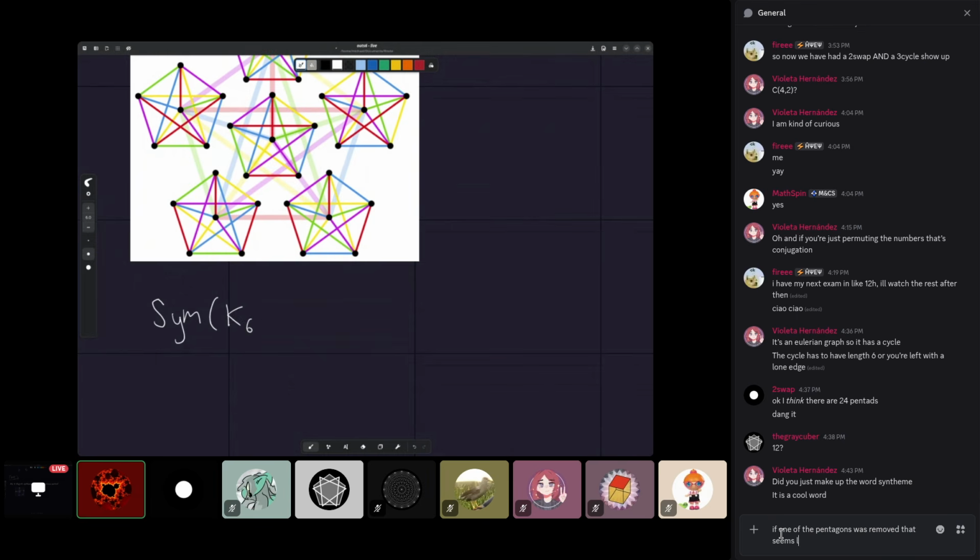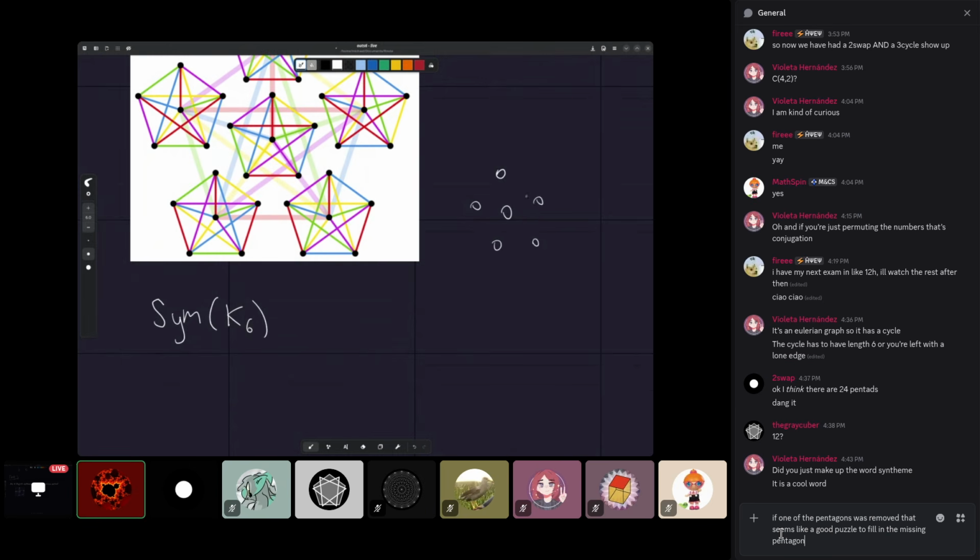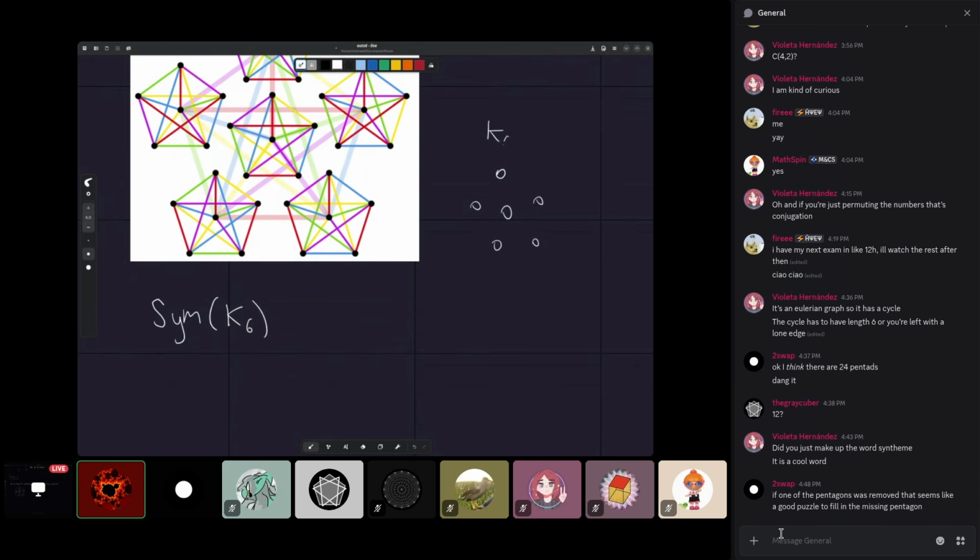I'll call it sim K6. So that's sort of being the complete graph on 6 points. Let's draw that here. So that's K6. K, because we're adding edges, but really it's just the 6 points. So this is the permutations of the 6 points.